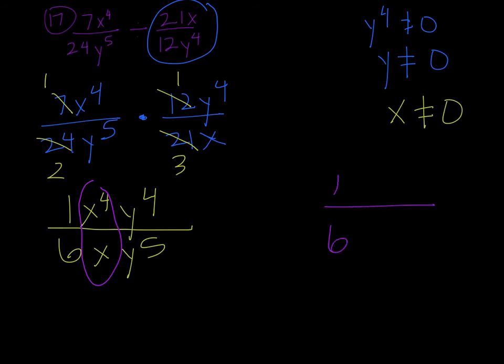I have more x's on top, so I would subtract. So I have x to the third on top. For my y's, I have more y's on the bottom. 5 minus 4, I only have 1 y left over.